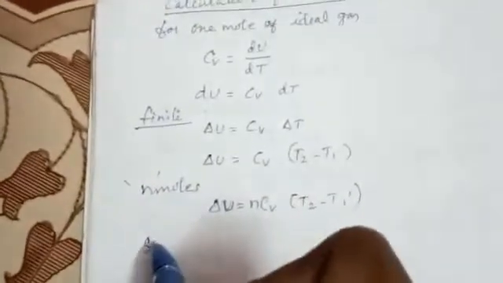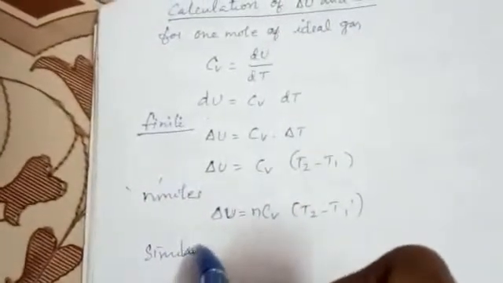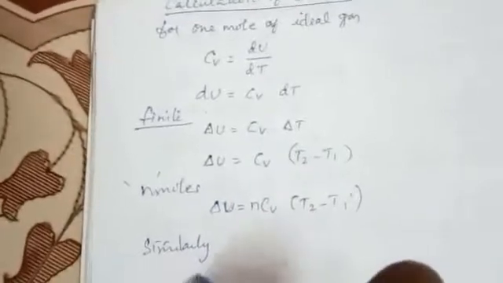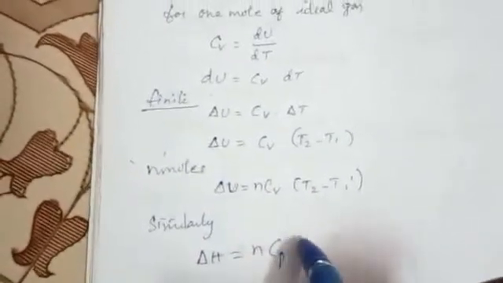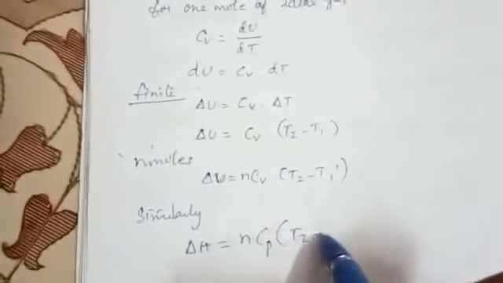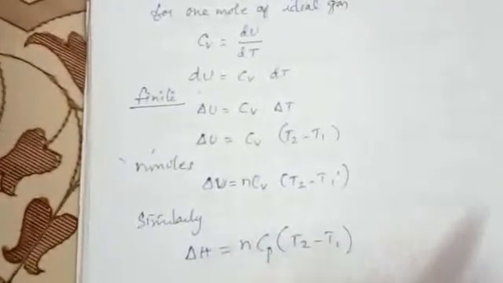Similarly, delta H equal to n Cp into (T2 minus T1).